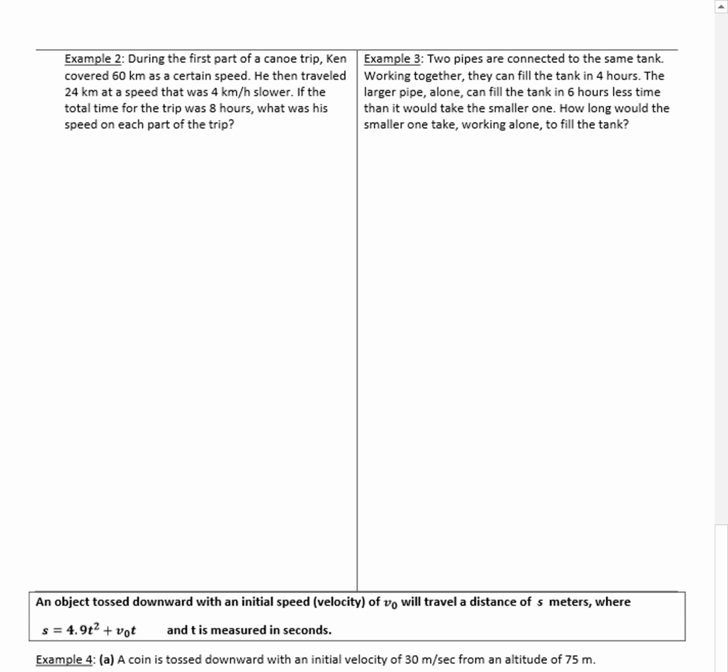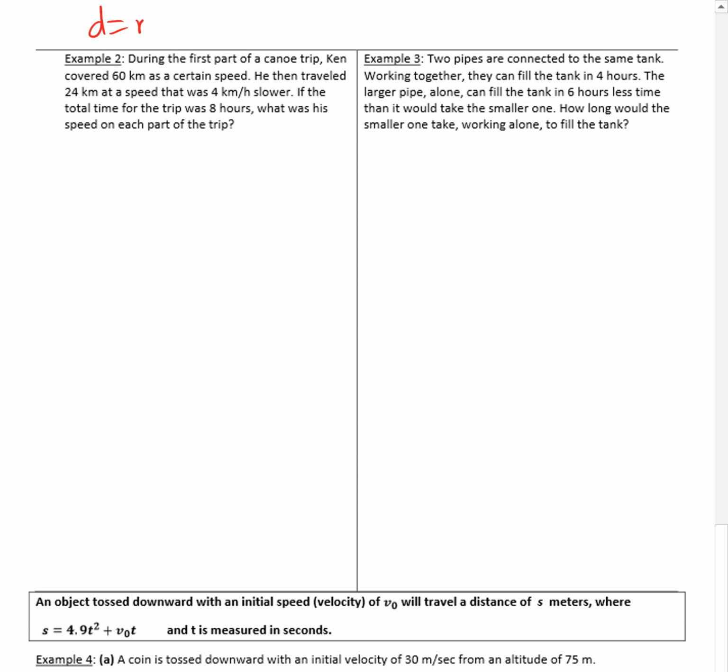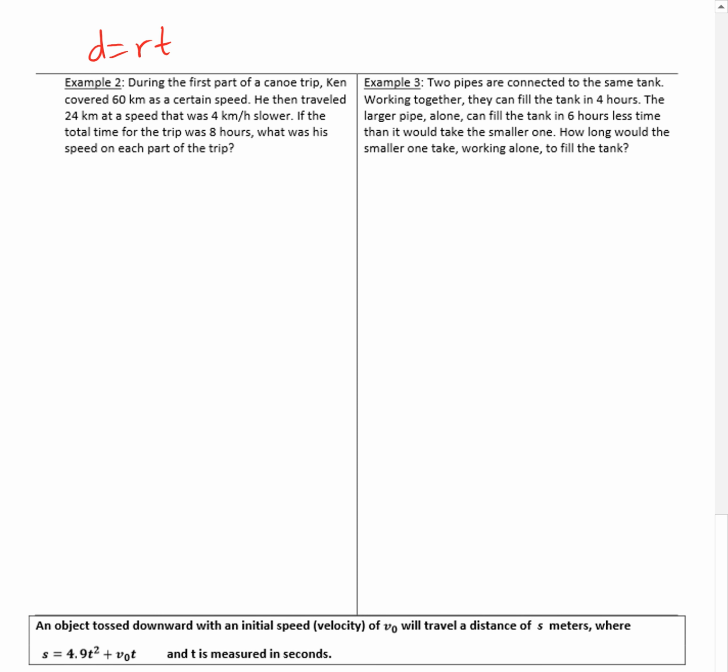The first one is back to one of those d equals rt problems. If you remember those guys, you're going to make a little table. Just to save room, it might not be a bad idea to make a table up here. You have a column for each of d, r, and t. Each of them gets their own column. Then you're going to have 2 rows down below, because there are usually 2 parts of this trip.